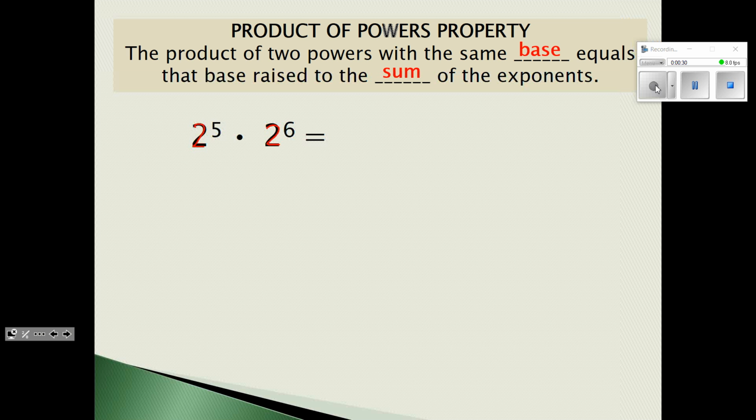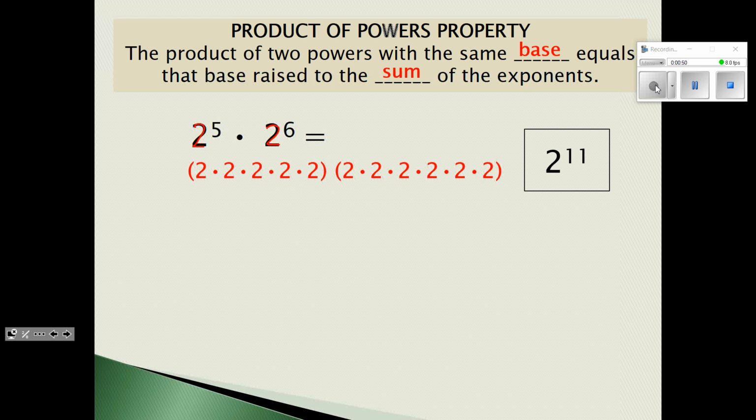Here is what that means. If you have 2 to the 5th power times 2 to the 6th power, what you really have is 2 multiplied times itself 5 times and 2 multiplied times itself 6 times. So altogether, you have 2 being multiplied times itself 11 times, 2 to the 11th power. Notice what we did with the exponents. We had an exponent of 5 and an exponent of 6, and we got the sum. We added them together. Very simple property.